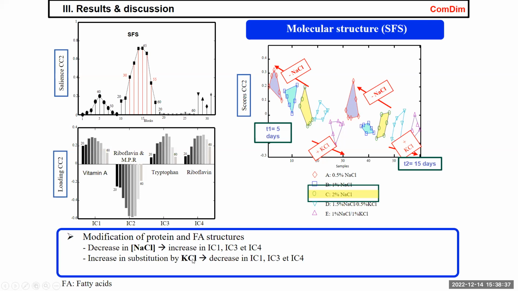And if we make a substitution of the sodium by potassium, we will have a decrease in the intensity of the fluorescence bands that are associated to the different fluorophores that we identified. So vitamin A, tryptophan, and riboflavin.